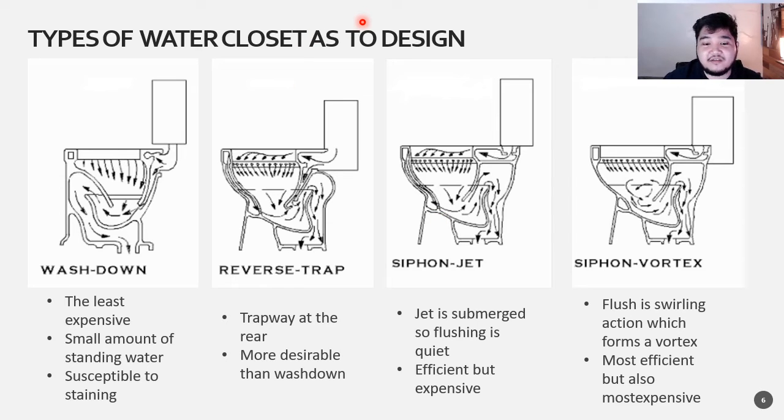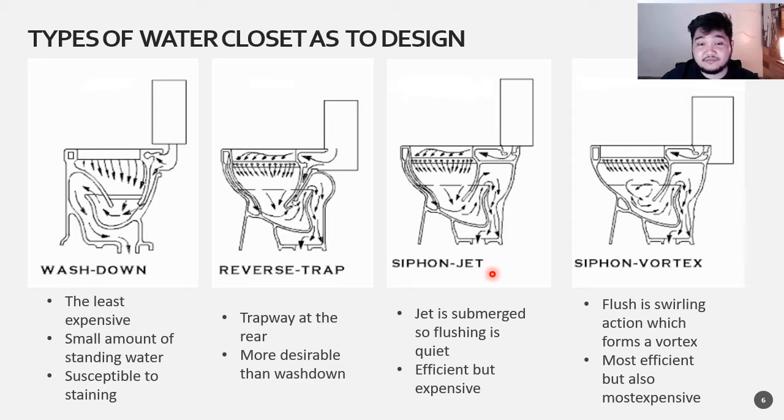Then of course we have the reverse trap. The reverse trap water closet has the trapway located at the rear of the water closet, thereby eliminating the bulge at the front. So this is the reverse of washdown. If in the washdown the drainage wastewater goes towards the front, the reverse trap goes towards the back, therefore eliminating this bulge right here. And this is also more desirable than your washdown water closet.